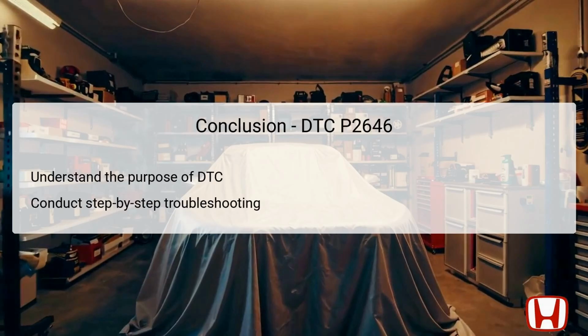problems. In conclusion, addressing DTC P2646 is integral in ensuring the Honda Civic operates smoothly and efficiently. Understanding the purpose and implications of this code provides essential context for mechanics and vehicle owners alike, helping them comprehend what the potential issues can affect engine performance.